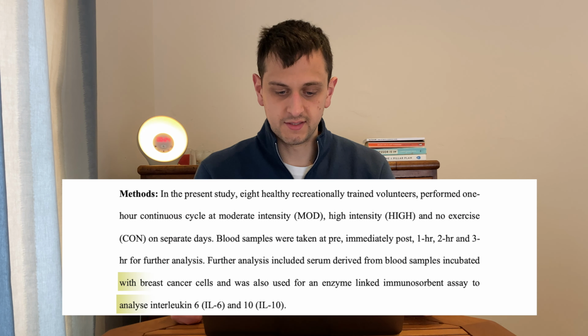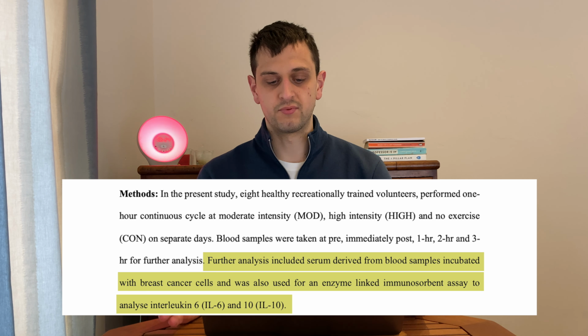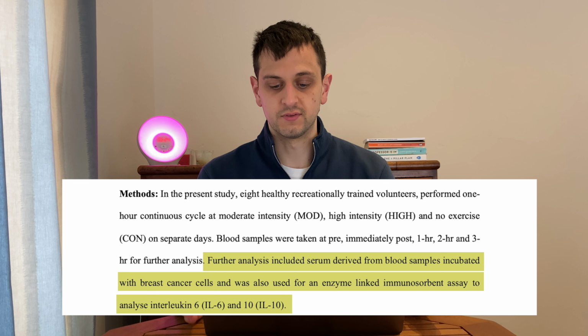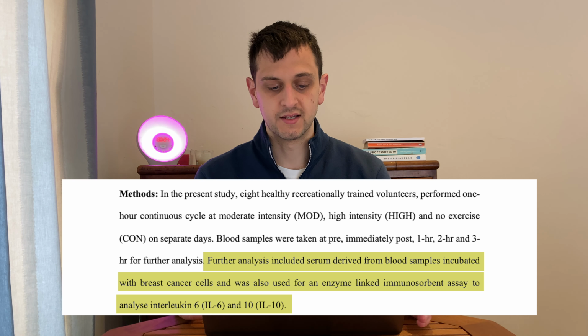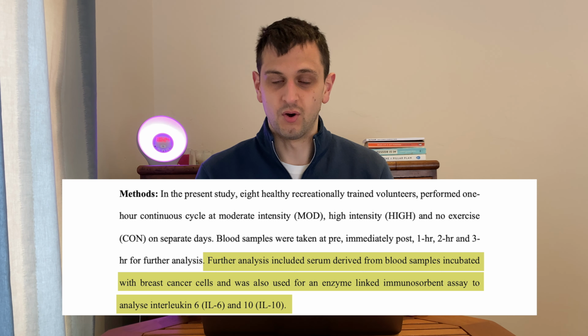And now we've actually said that, so further analysis included serum derived from blood samples incubated with breast cancer cells and was also used for an enzyme-linked immunosorbent assay to analyse interleukin-6 and IL-10. So here we're adding on why we did it. Just having the people exercise, okay, that's great, but how do you measure the intensity of their exercise and what you're going to do with it to explain the mechanisms, for example? So that's why we really need to make sure we explain what we're doing.